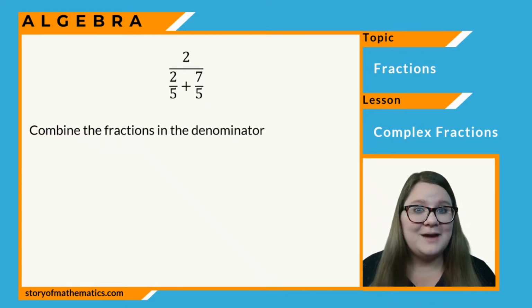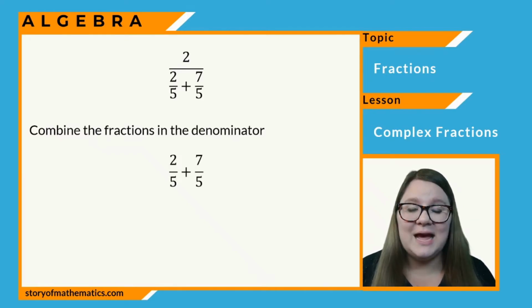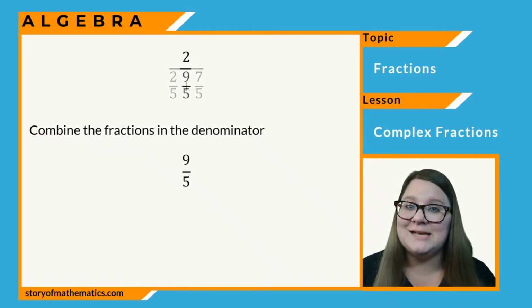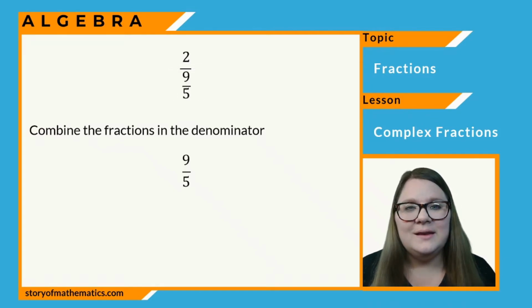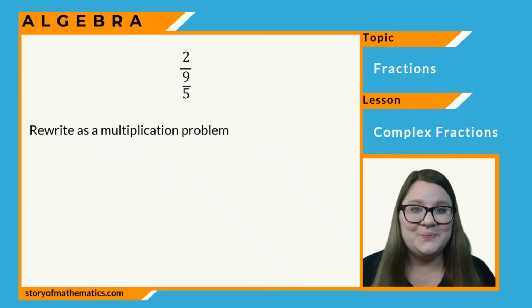Then I'm going to combine the fractions in the denominator. So 2/5 plus 7/5, I can think of as 2 plus 7 over 5, or 9/5. That doesn't simplify, so I'm going to go ahead and replace the denominator with just 9/5. Now, I'm going to rewrite this as a multiplication problem by keeping the 2, changing to multiplication, and flipping that bottom fraction. 9/5 becomes 5/9.